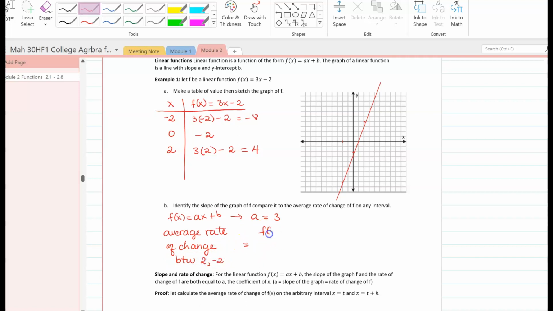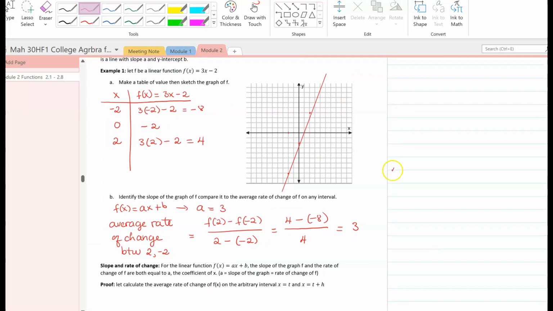That is f(2) minus f(-2) divided by 2 minus -2. That is 4 minus -8 divided by 4. This is 3. So note that the slope of the graph and the rate of change is the same for a linear function. So make a note.